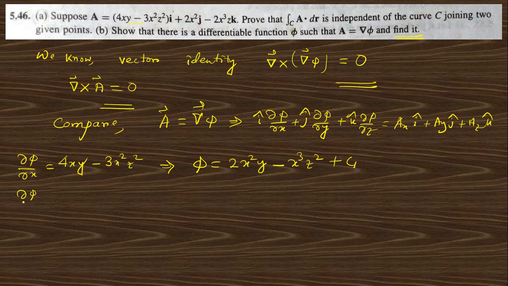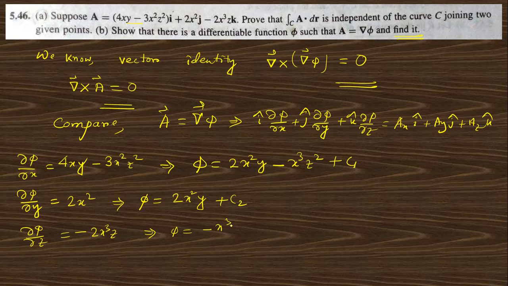Next, del phi del y. So del phi del y is 2x squared. If we integrate with respect to y, we get 2x squared y with some other constant c2. And the third one is del phi del z. What is del phi del z? Minus 2x cubed z. So this becomes phi equals z squared by 2, the 2s cancel out, minus x cubed z squared, with another constant c3.